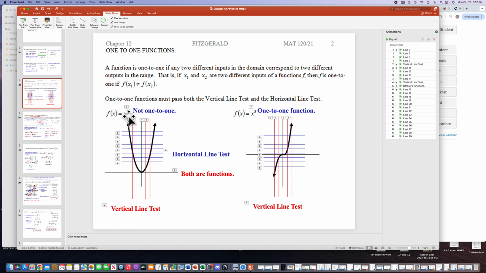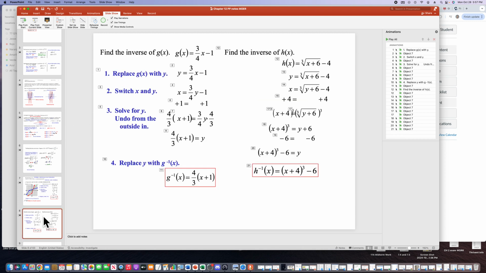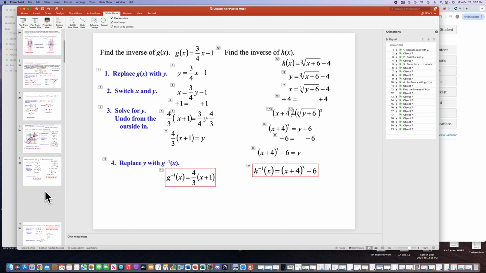It has to be 1-to-1. We're going to figure out a way to get it to pass the horizontal line test. That's our goal. All right, so here we go.